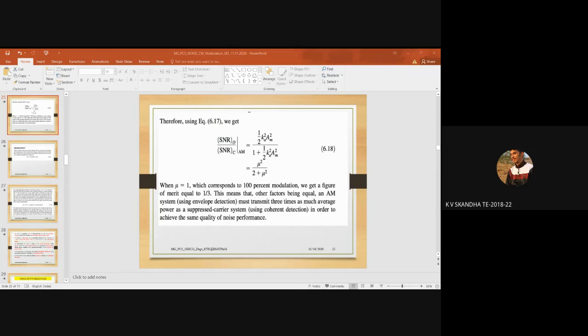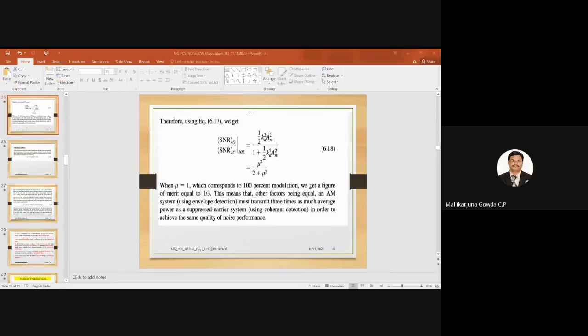Half K square Am square by 1 plus half K square Am square. We know that Ka into Am is nothing but mu, the modulation index. So we can write the figure of merit for the AM receiver as mu squared divided by 2 plus mu squared. Is it so? Yes or no?